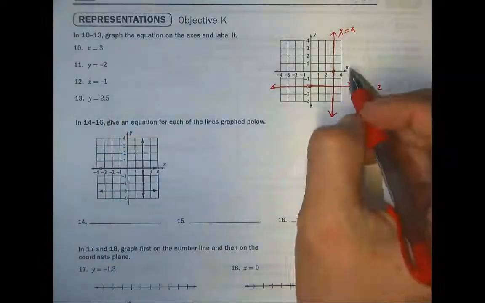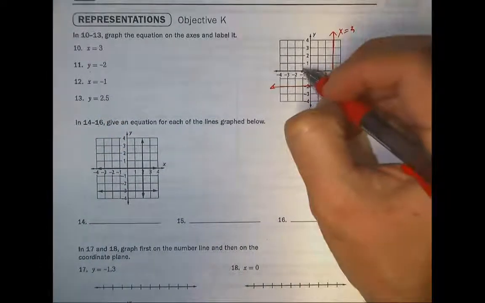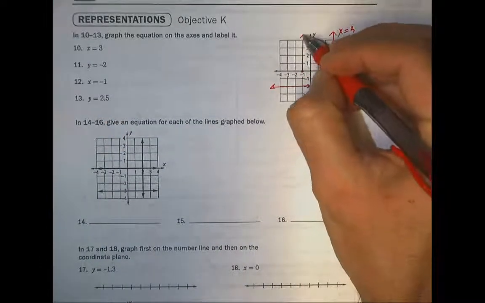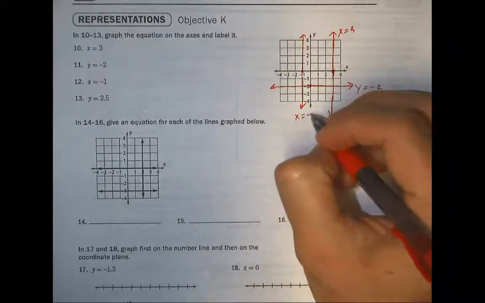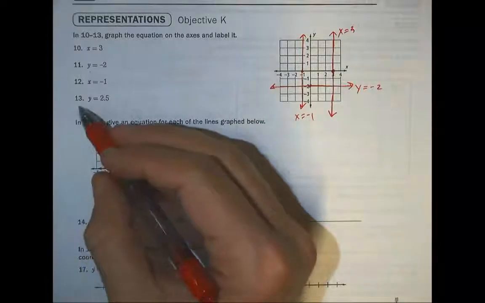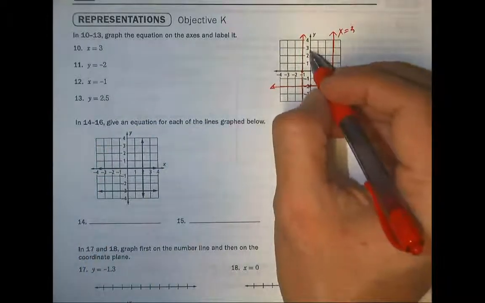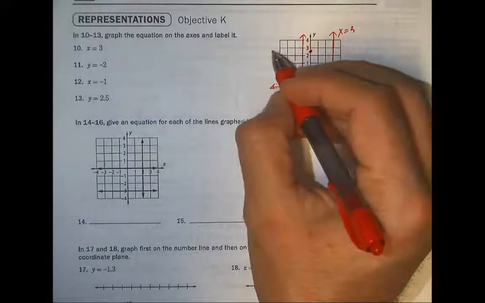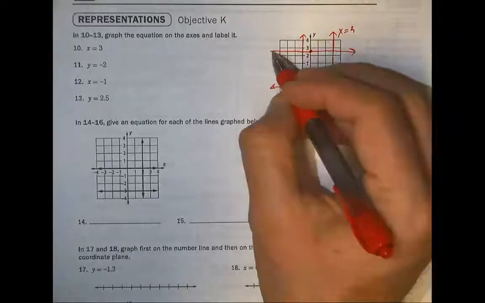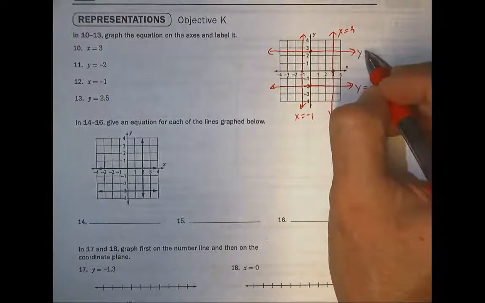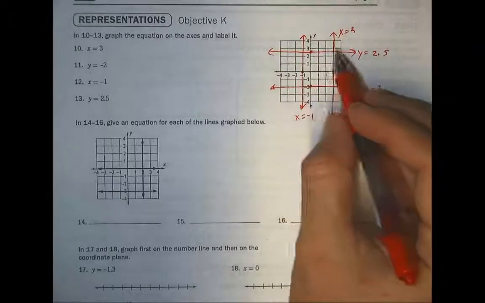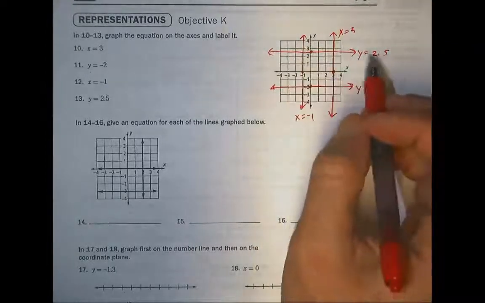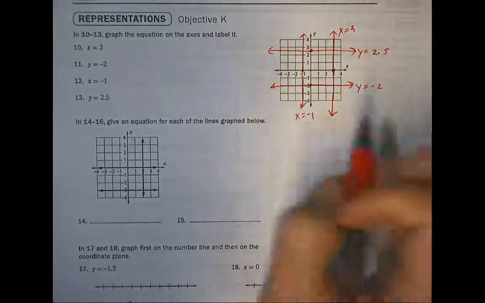X equals -1. Go to the x-axis, -1. The y values change, but no matter where I go on this line, the x values are -1. And y equals 2.5, go to the y-axis, 2.5 would be right between 2 and 3. And no matter where I go on this line, the y value is still 2.5. The x value goes up, the x value goes down, but the y value remains 2.5.